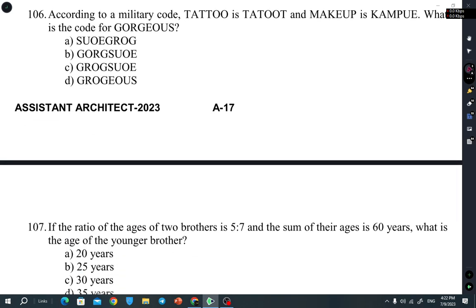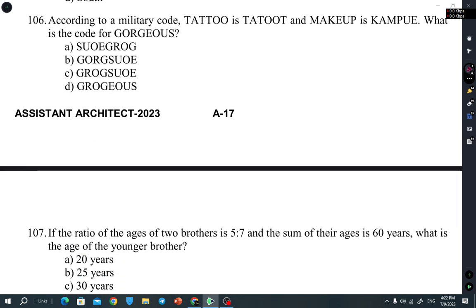According to the military code, TATTOO is TATOOT. Makeup is Campu. What is the code of gorgeous? Option C. Grow Gasue.